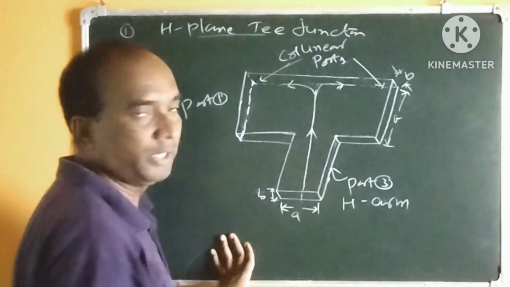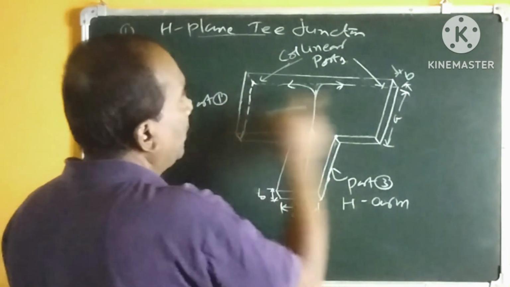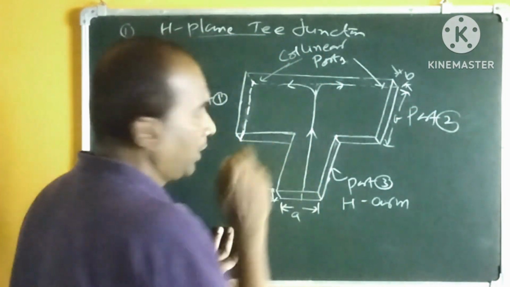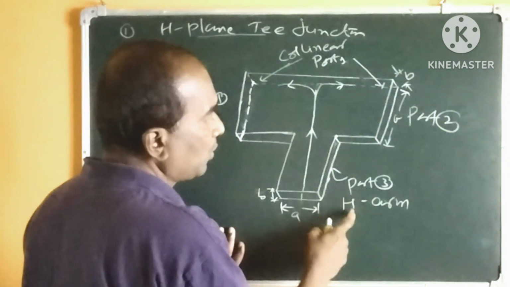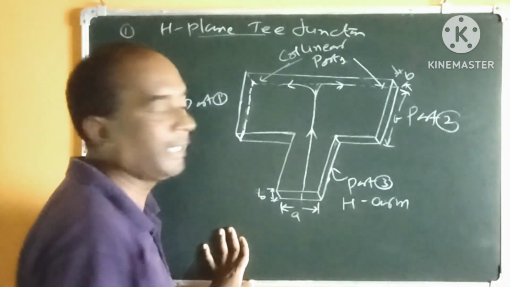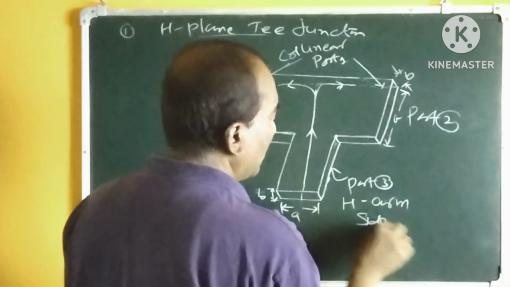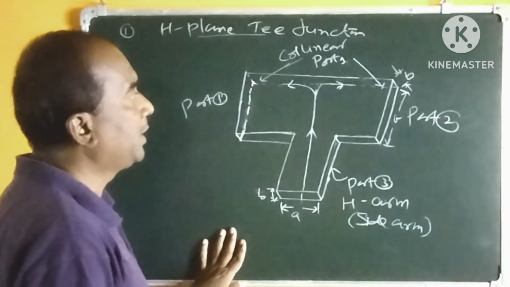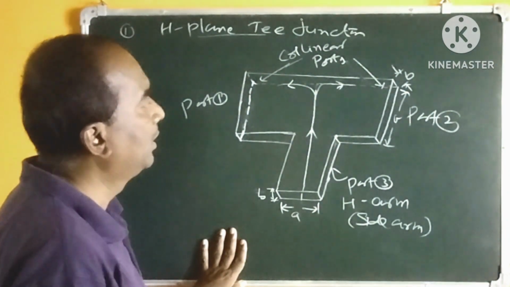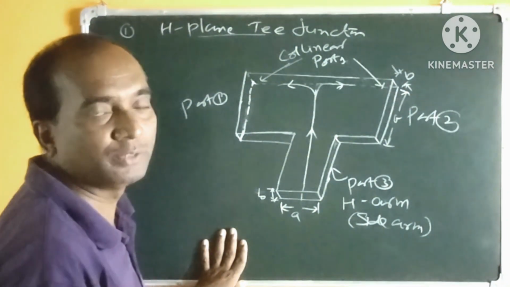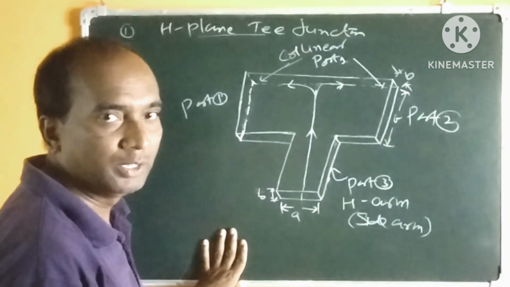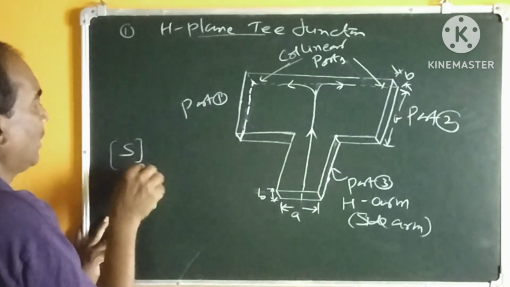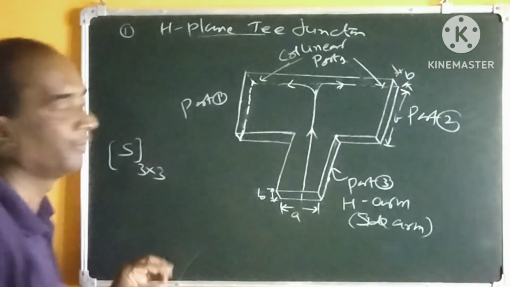It is a 3-port junction device. Port 1, port 2, and this one is port 3. This port 3 is also called the H arm or the side arm. It has a matrix of 3 by 3 order. It is a square matrix having the order of 3 by 3.